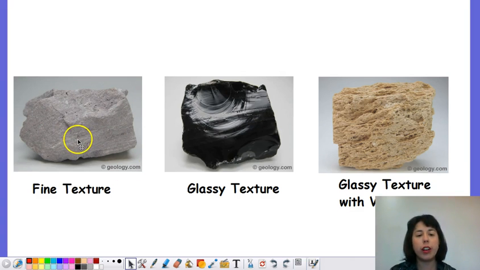Right here we can see our sample of rhyolite. That's a fine texture. You can see some crystals right here and here. We have some obsidian here that has a glassy texture. And we also have right here a glassy texture with vesiculars.